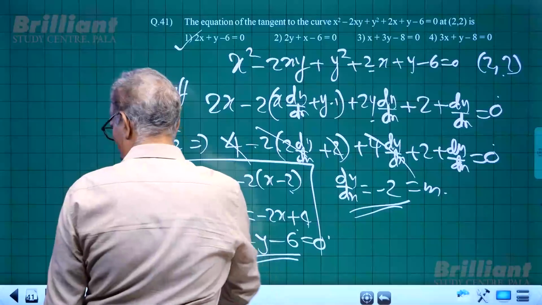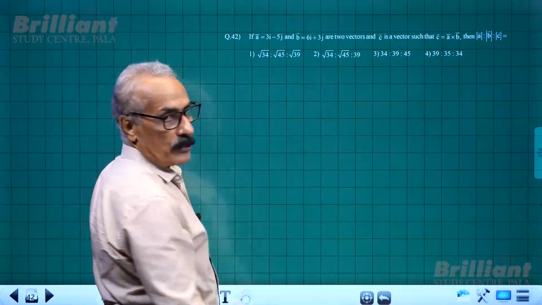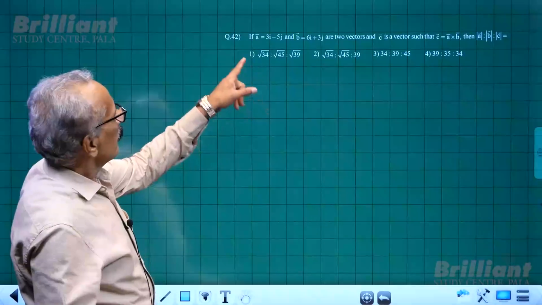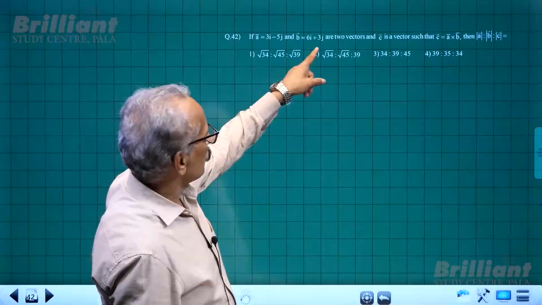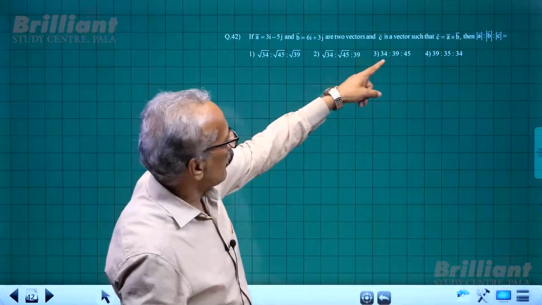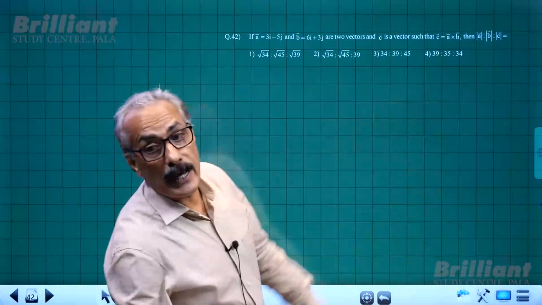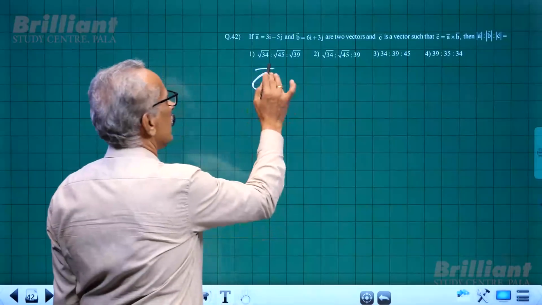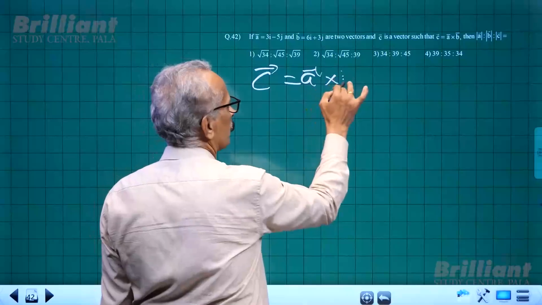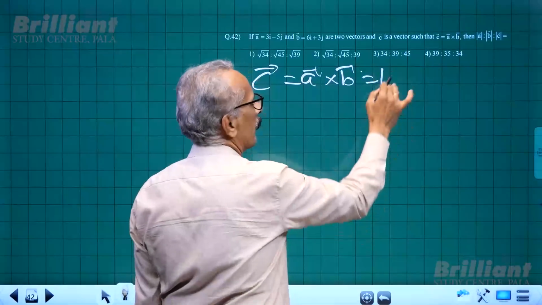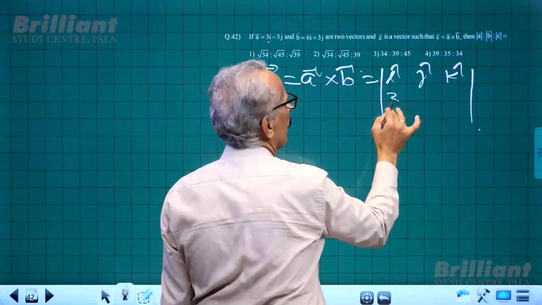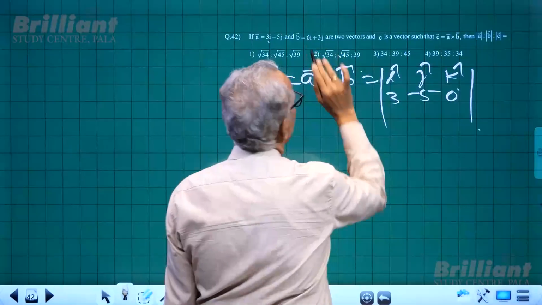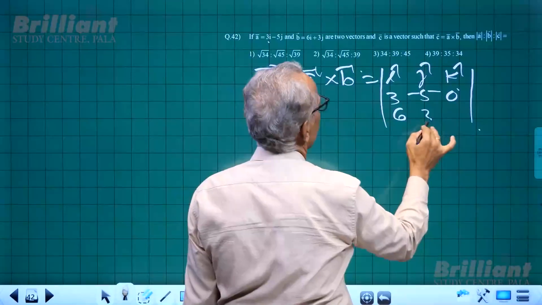Okay. We'll move on to the next question, 42nd. This is the vector: A is equal to 3i minus 5j, B is equal to 6i plus 3j are two vectors. C is a vector such that C is A cross B. A cross B is the determinant: i, j, k, coefficients of A: 3, minus 5, 0, coefficients of B: 6, 3, 0. Very easy.